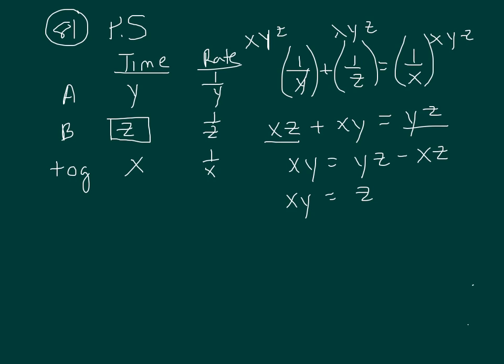So let's factor it out of those 2 terms since it's common. And now I've got XY, divide both sides by Y minus X. And that will give me Z. That's answer E.